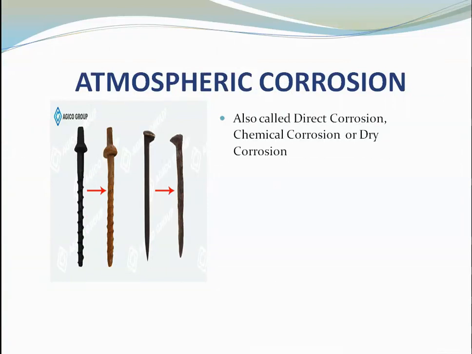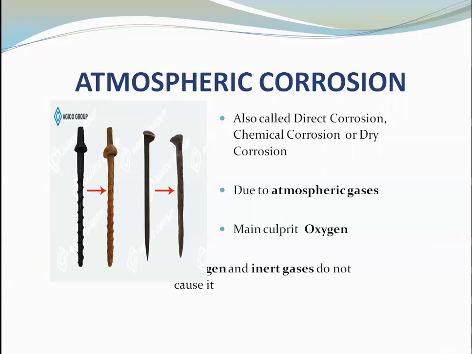Atmospheric corrosion is also called as direct corrosion, chemical corrosion, or dry corrosion. Atmospheric corrosion, as the name suggests, is because of the atmospheric gases. Out of all the gases present in our atmosphere, it is the oxygen which is responsible greatly for atmospheric corrosion. And nitrogen and inert gases do not cause atmospheric corrosion.